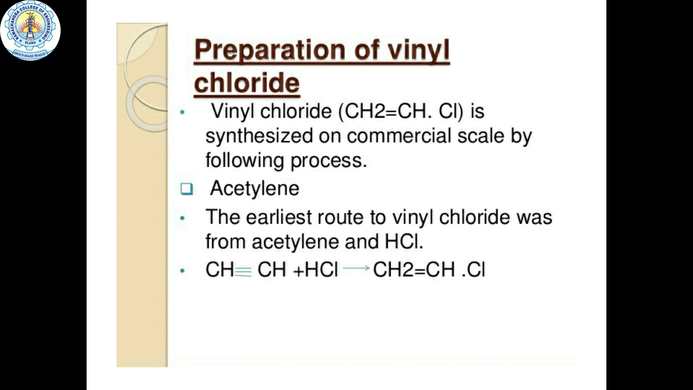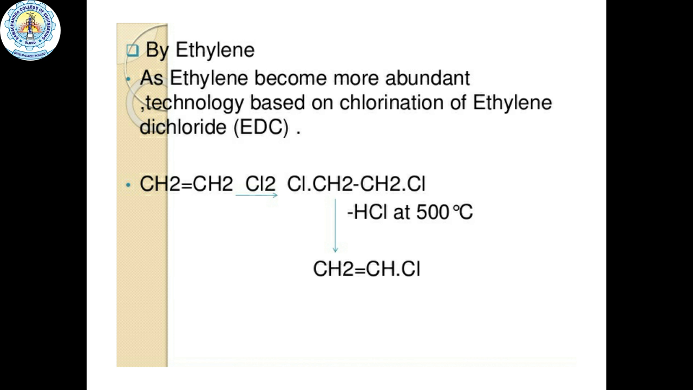Before the preparation of polyvinyl chloride, we must prepare the vinyl chloride. So, preparation of the vinyl chloride. Vinyl chloride is synthesized on a commercial scale by the following process: acetylene is treated with hydrochloric acid and forms the vinyl chloride. From the vinyl chloride, polyvinyl chloride is obtained. As ethylene becomes more abundant, technology based on the chlorination of ethylene to ethylene dichloride, which we call EDC, is used.